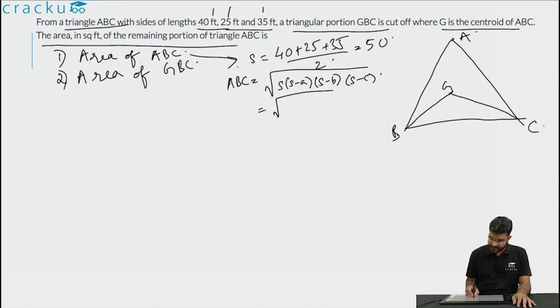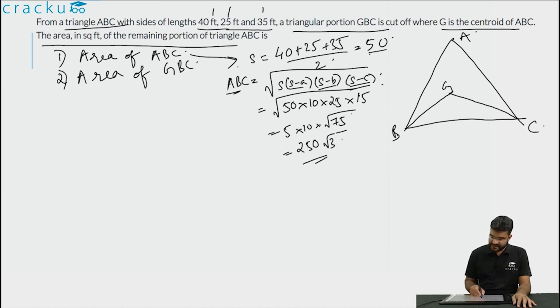So this is square root of 50 into S minus A is 50 minus 40, so that is 10, into S minus B is 50 minus 25, that will equal 25, into S minus C is 50 minus 35, so that is 15. So this can be simplified as 5 into 10 into square root of 75. Again we can take 25 out of the square root. So this will be 250 root 3. This is the area of triangle ABC.